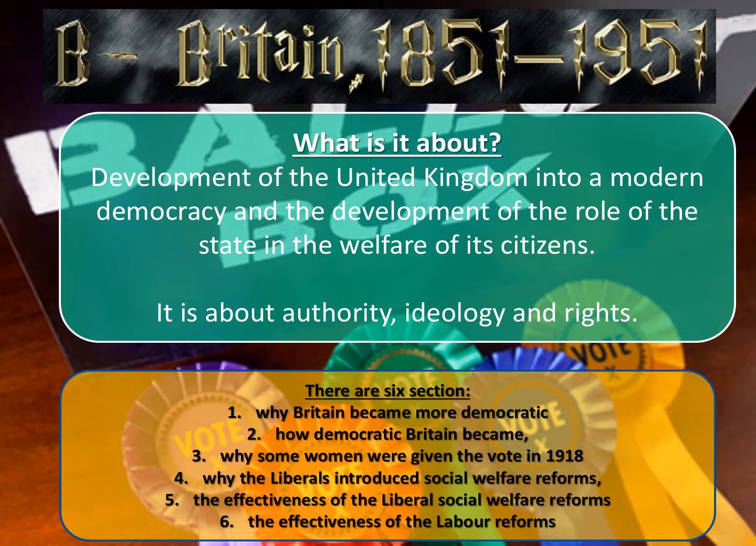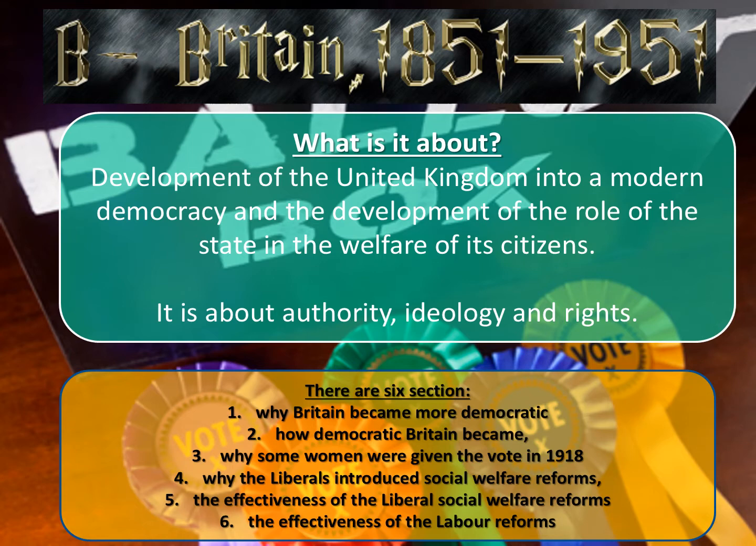Section 2 looks at how democratic Britain became. So how do we measure democracy in terms of people being able to vote, the role of the House of Lords, the role of MPs. Very, very important to democracy in Britain. So how democratic did Britain become in certain areas? Section 3, which some of you will recognise from National 5 as well, is why some women were given the vote in 1918. So we explore this in a bit more detail, looking at the key reasons women were awarded the vote in 1918.